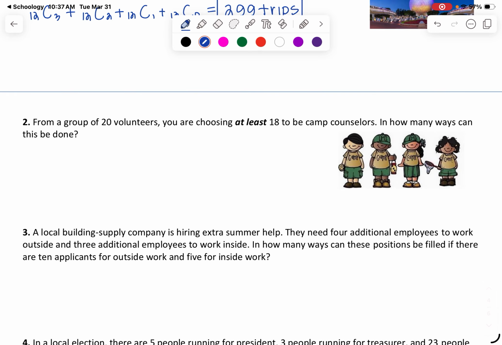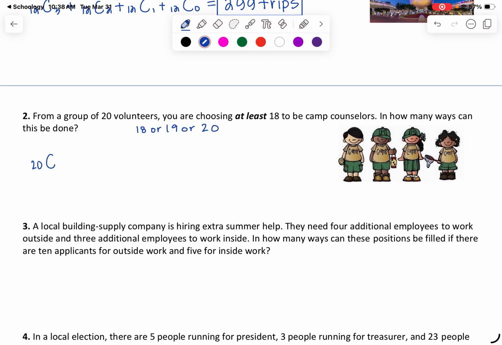All right, let's look at another problem here. It says, from a group of 20 volunteers, you are choosing at least 18 to be camp counselors. How many ways can this be done? So you're going to do 18 or 19 or 20. So not 18 choose, there's 20. Choose 18. Or 20 choose 19. Or 20 choose all 20, which there's just one way to do that. And put that in your calculator and you get 211 ways that you can do this.